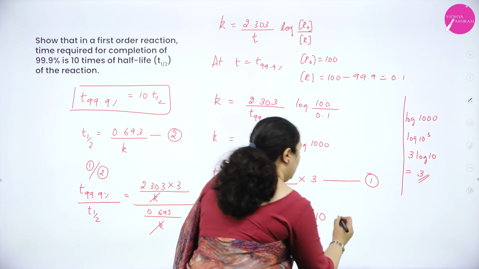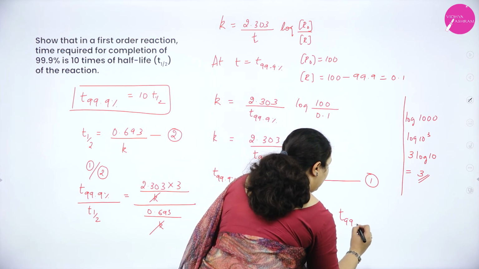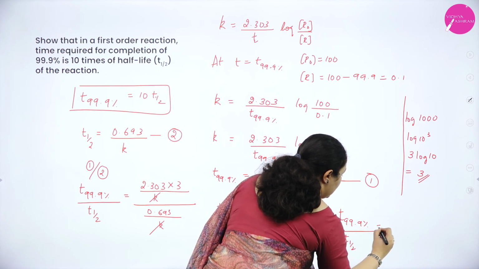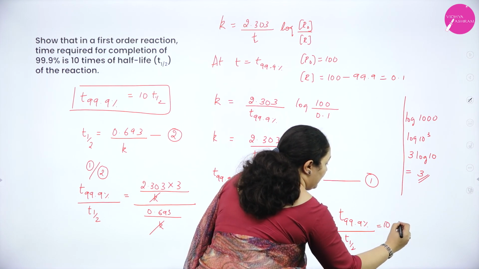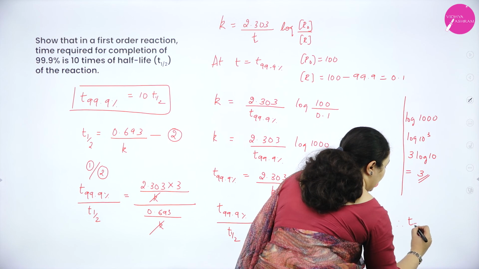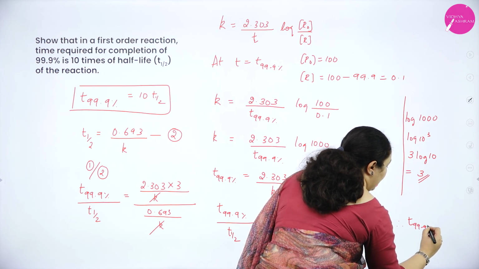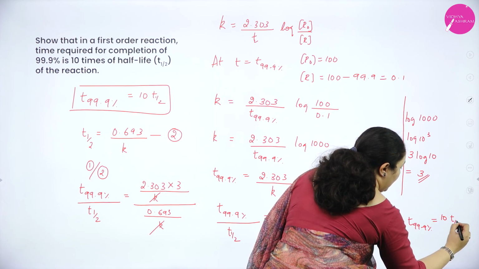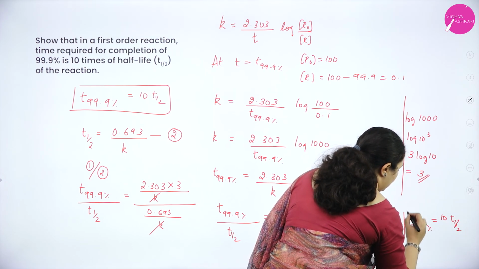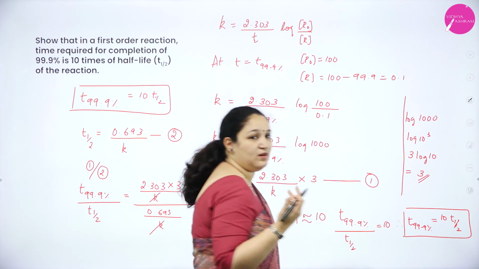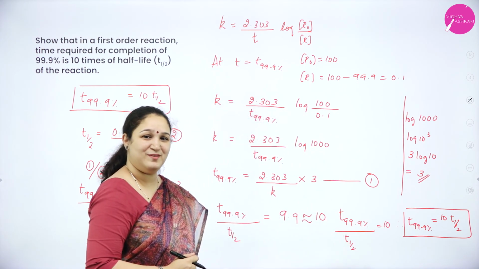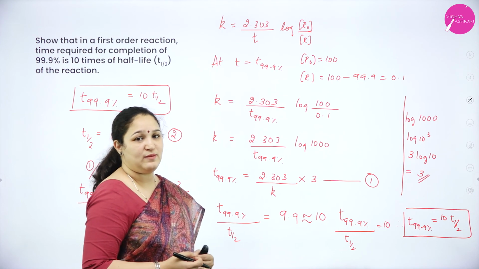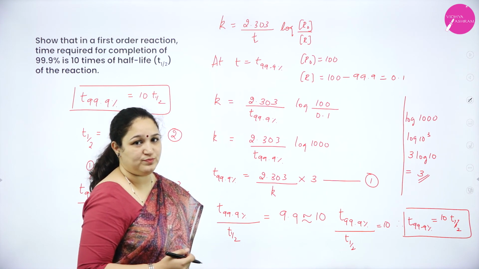So T 99.9% by T half is equal to 10, which therefore I can write as T 99.9% is equal to 10 times T half. So, hence proved. I hope you have understood. Similarly, they can ask some more types of questions also.